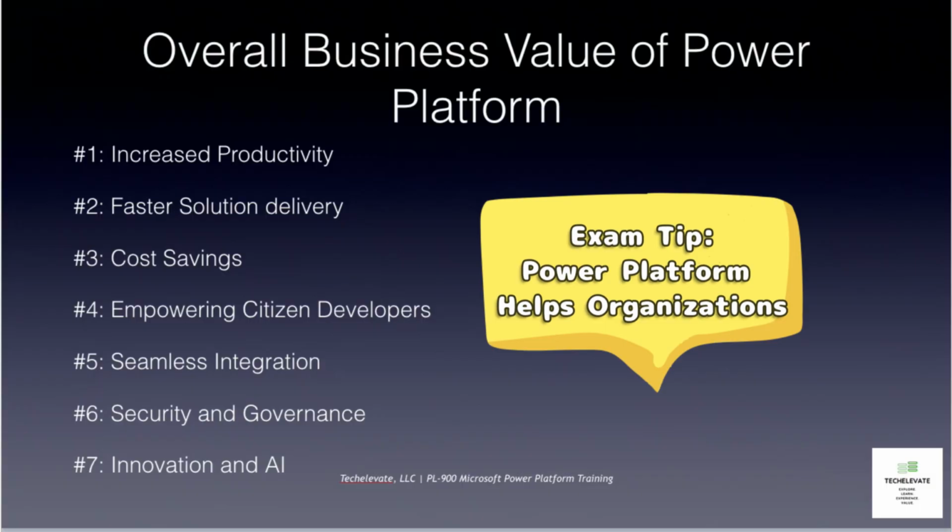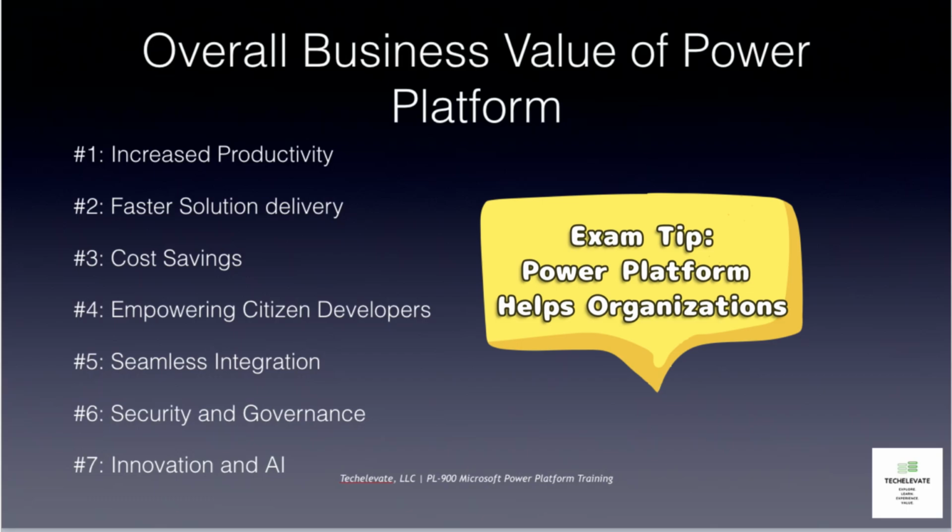Remember for the exam that Power Platform is business friendly and enterprise ready. Number seven, innovation in artificial intelligence. Generative AI features allow users to build apps, automations, and chatbots using natural language, reducing the learning curve and increasing adoption. On the exam, AI features usually point to faster development, better user experience, and increased productivity. Again, the focus is on business value, not technical implementation.